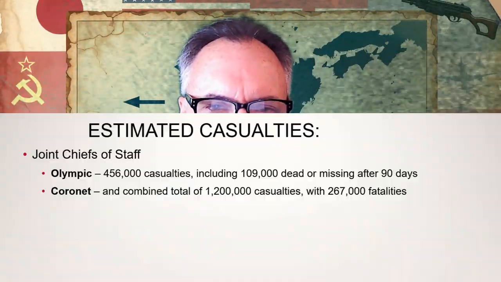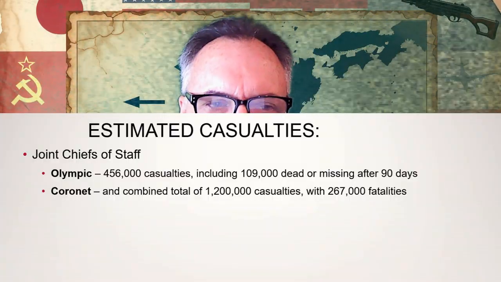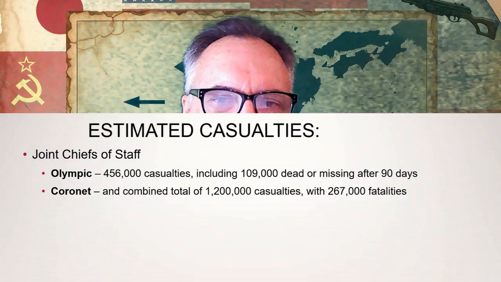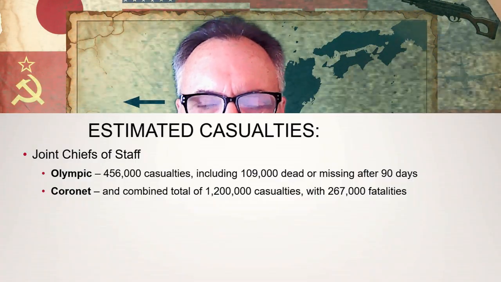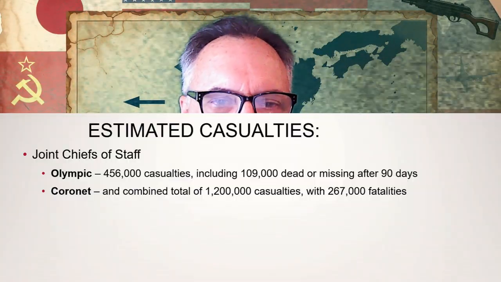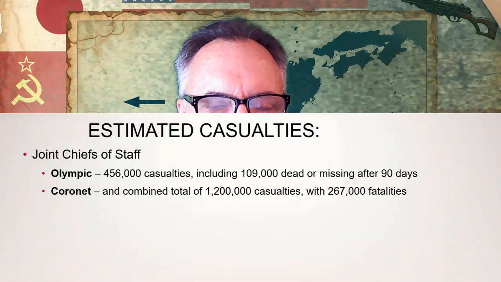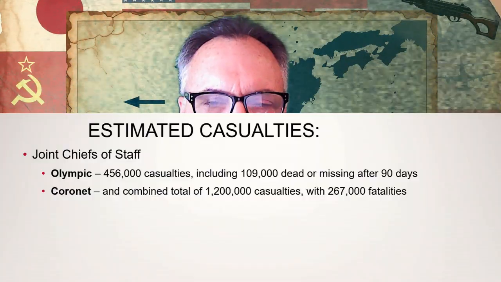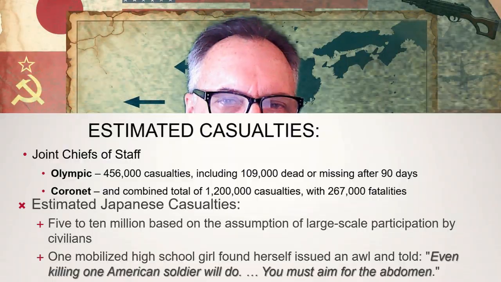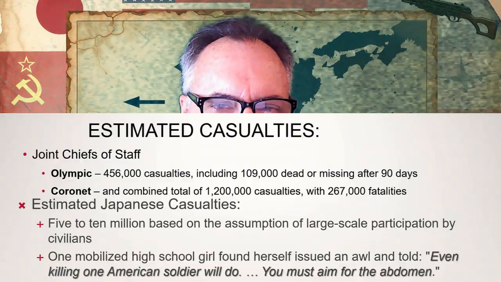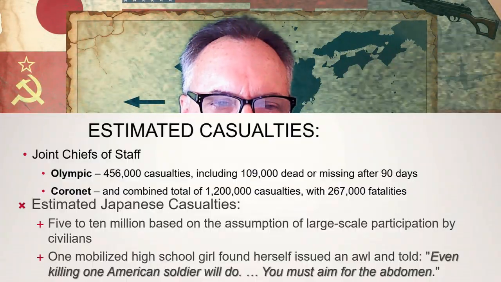So you see on this slide here, the military is planning that the U.S. is going to suffer 456,000 casualties and 109,000 dead in the first 90 days of that first invasion. The second invasion, we're expecting 1.2 million casualties, 267,000 dead. And so I want you to understand what that means. In just the invasion of Japan, we are expecting as many dead as we lost in the entire rest of the war. That's what that means.